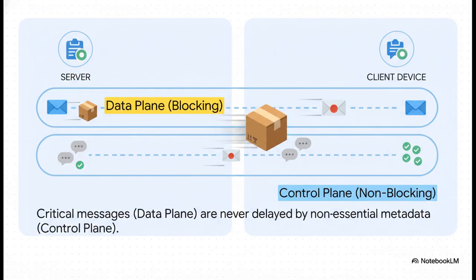The system is also really smart about what's important. It separates all the traffic into two different lanes. You have the data plane for the actual messages. This stuff is sacred. It cannot be delayed. But then there's the control plane for things like your online status, those is-typing indicators, or read receipts. These are treated as best effort signals. This brilliant separation prevents a storm of typing indicators from ever getting in the way of an actual message.